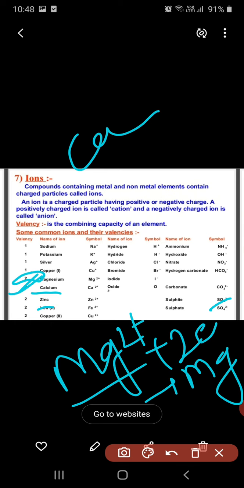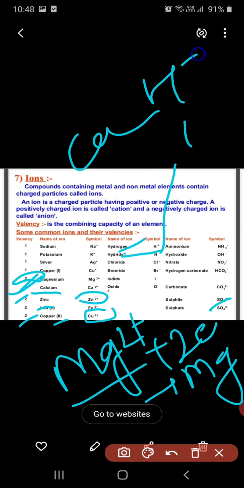Now zinc, the symbol for zinc is Zn2 plus. Same, the valency is 2. Copper is also Cu2 plus, valency is 2. Now here hydrogen, valency is 1. Hydride, H minus, that is valency is 1, but it donates 1 electron.